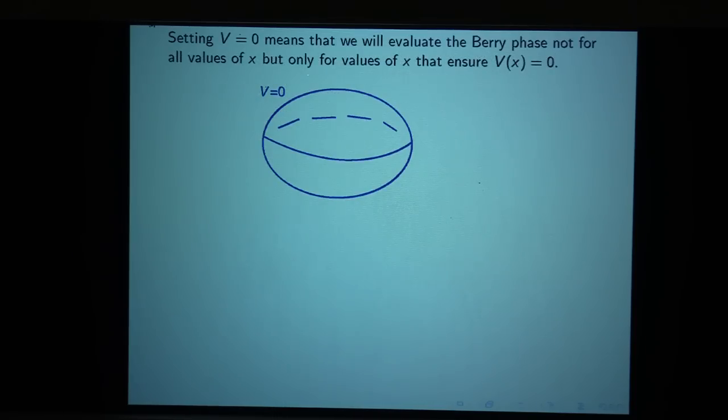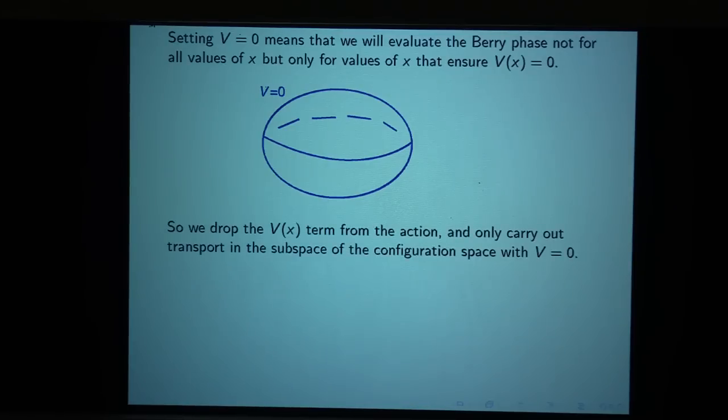Now setting V equals 0 means we'll evaluate the Berry phase not for all values of x, but only for values of x where V is 0. Since I haven't said anything about what V is, it could be anything at all. This condition could give anything at all. For example, V equals 0 might be a sphere, but it might be something else. I just do an example to think about. Now, since we're going to work in the space where V is 0, we drop the V term from the action and only carry out transport in the subspace of the configuration space where V is 0.